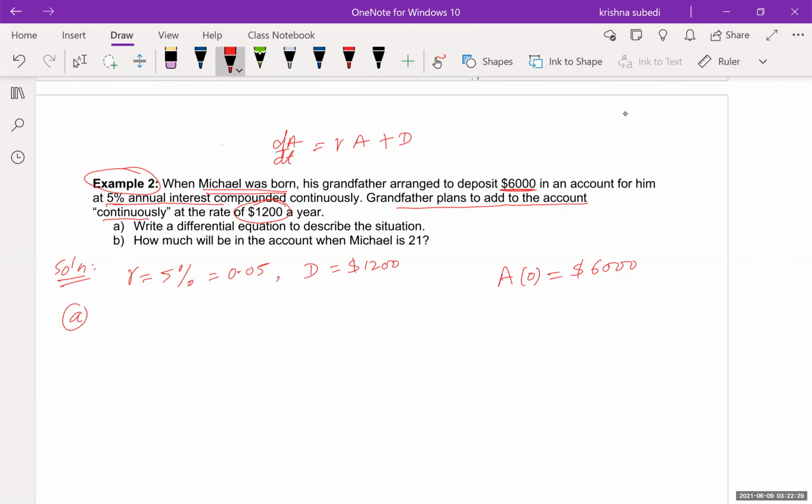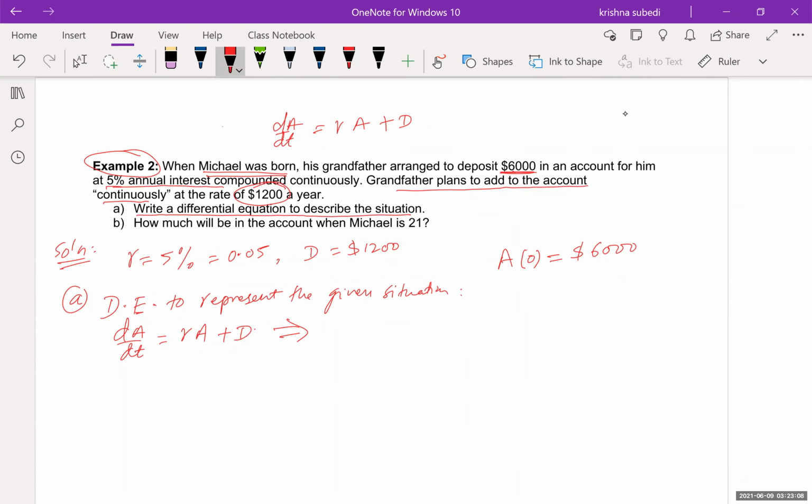Now, part A, we are supposed to write a differential equation to describe the situation. So we know the formula here. The differential equation, DE, to represent the given situation is given by dA over dt equals RA plus D, which means A is a variable, okay? Initially, it is 6,000. So after 1 year, it will be 6,000 plus 1,200 and then the interest. In second year, it will change. Third year, it will change. So therefore, A is our variable, keep in mind.